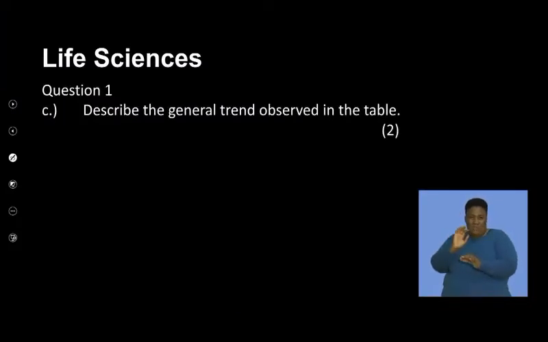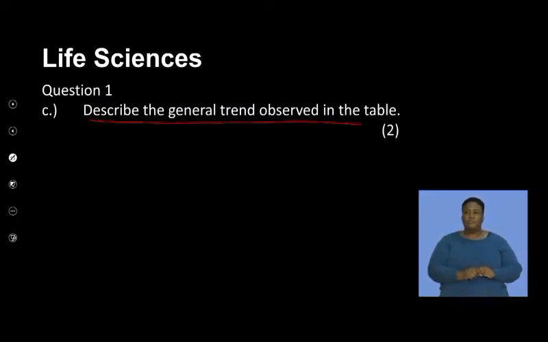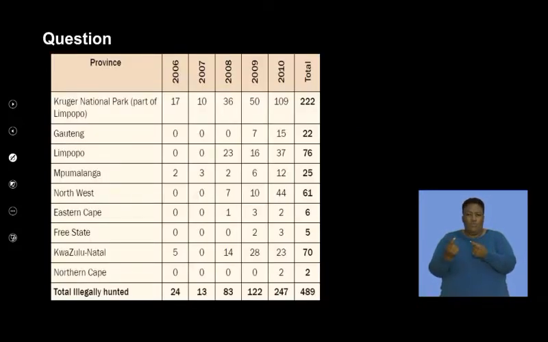The next question: describe the general trend observed in the table. If you look at the table, you can see that the general trend is that if we look at the total numbers in 2006, and compare that to 2010, we can see that these numbers have significantly increased. So if we look at the total numbers, there has been a significant increase from 2006 to 2010.